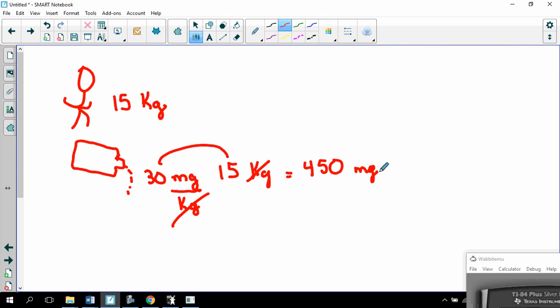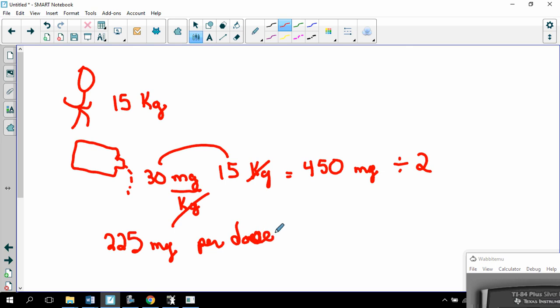Oops. Should read the rest of the problem. Divided into a dose given every 12 hours, so divided by 2, because I did it over a full day, and I get 225 milligrams per dose. Oh, how do you spell dose?